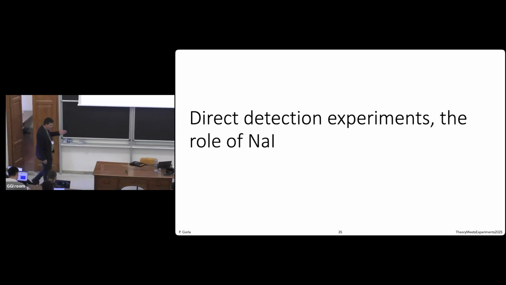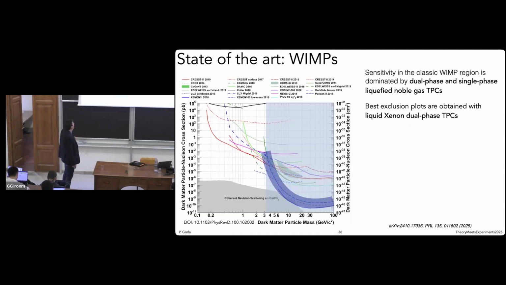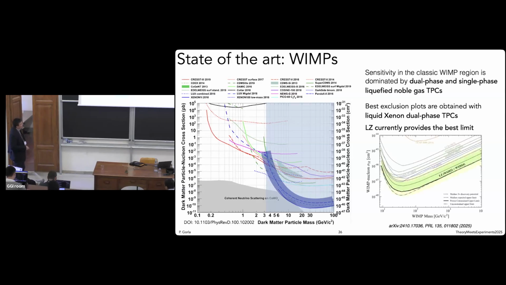So in the late 90s, well, okay, let's go one step at a time. This is the state of the art. You heard yesterday that the heavy dark matter sensitivity is dominated by dual-phase TPCs, and at present, the best sensitivity is obtained with xenon detectors, but a new generation of argon-based detectors is also coming to life. So it will be a fight between the two.